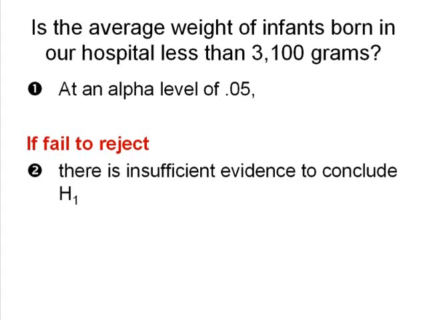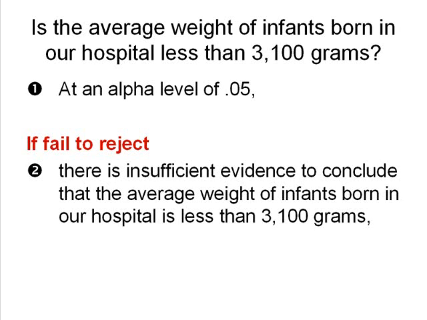The second part changes depending on whether we fail to reject or if we rejected. Now, in our case, we rejected H0, but let's take a look at what this conclusion would look like had we failed to reject. Whenever you fail to reject, you say, as a second part of the conclusion, there is insufficient evidence to conclude, and then you say whatever your alternative hypothesis was, your research hypothesis, because there was insufficient evidence to prove what it is you were trying to prove. So in our case, we would have said at an alpha level of 0.05, there is insufficient evidence to conclude that the average weight of infants born in our hospital is less than 3,100 grams.